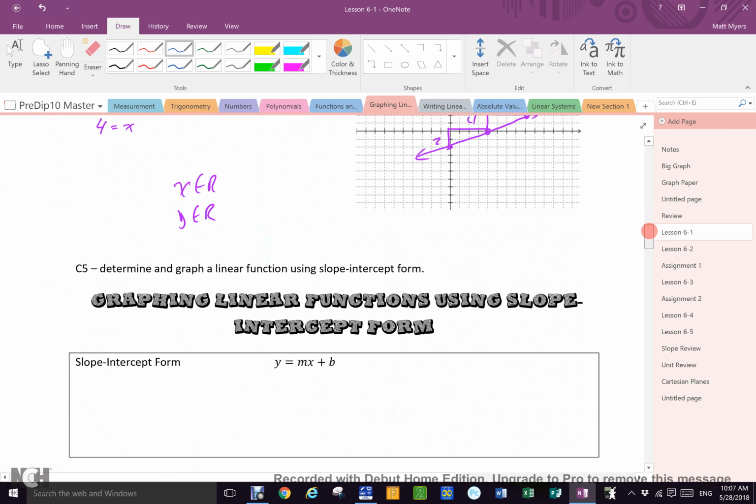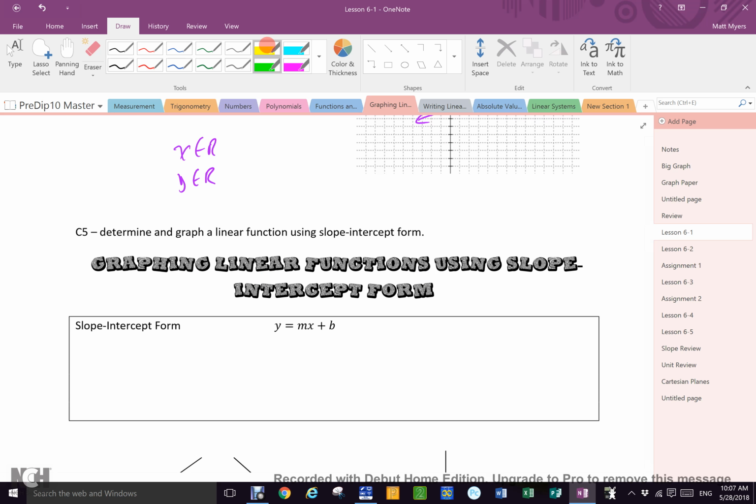That, ladies and gentlemen, is this. Y and x are coordinates, just from the graph of an x value and a y value. B, we have just proven, is the y-intercept.